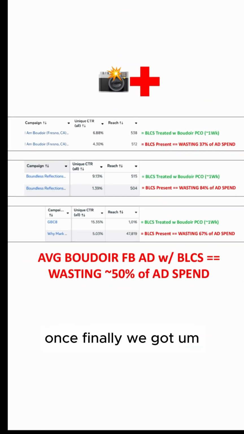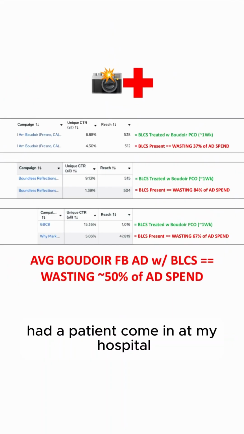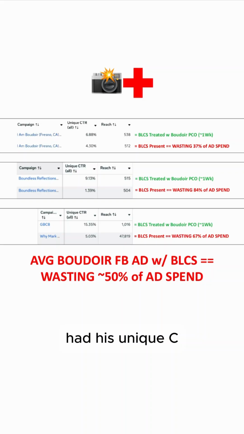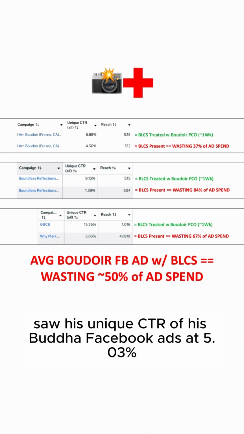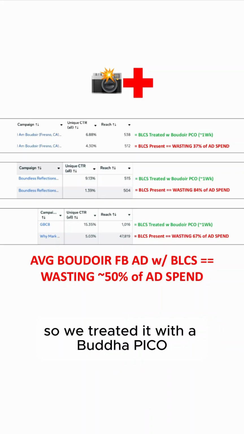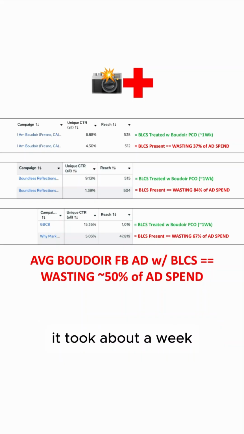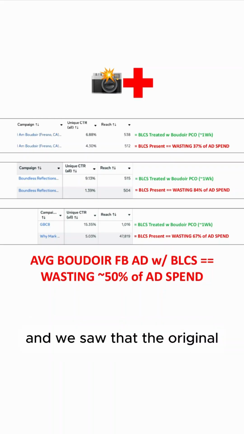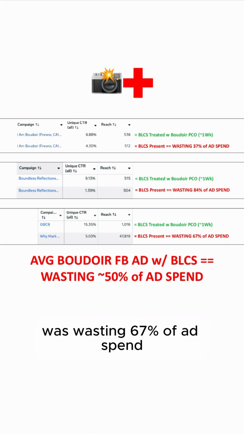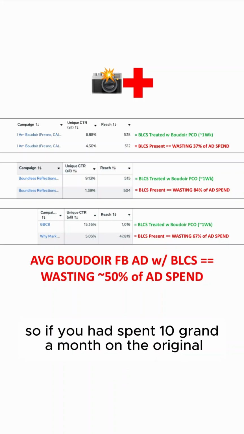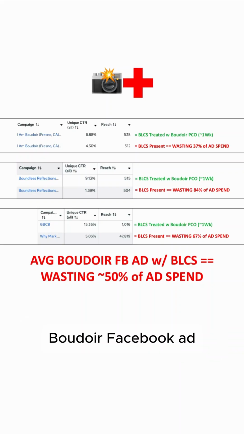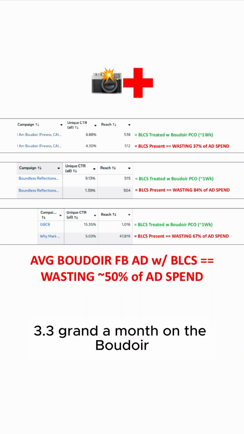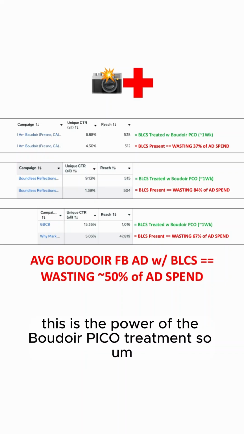Finally, we had a patient come in at my hospital, and we saw the unique CTR of his Boudoir Facebook ad was 5.03%. So we treated it with Boudoir Pico. It took about a week, and we got the unique CTR up to 15.35%. And we saw that the original was wasting 67% of ad spend. So if he had spent 10 grand a month on the original Boudoir Facebook ad, now he only needs to spend 3.3 grand a month on the Boudoir Pico treated ad in order to get it into the same number of women's brains. This is the power of the Boudoir Pico treatment.